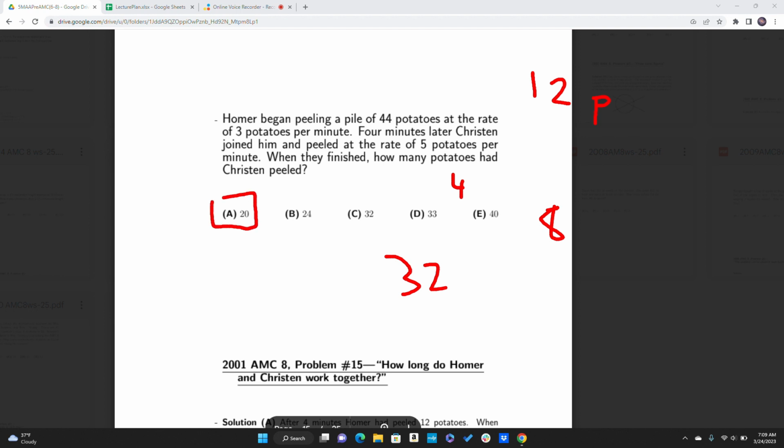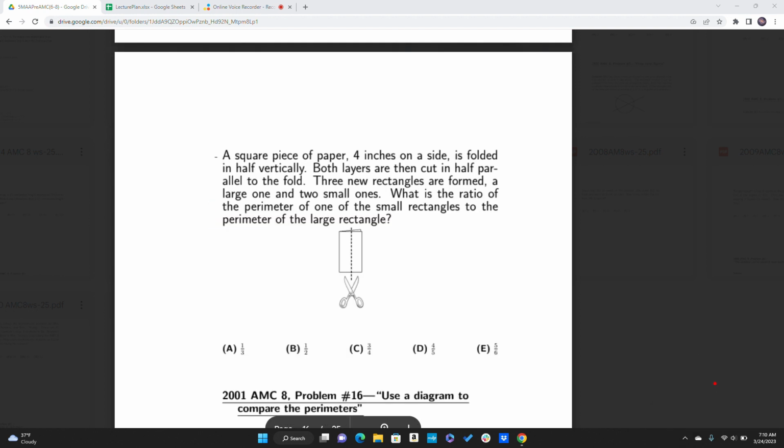Okay, 4 inches on the side, folded in half vertically. This is a 4, and then it's folded in half, so this is a 2.